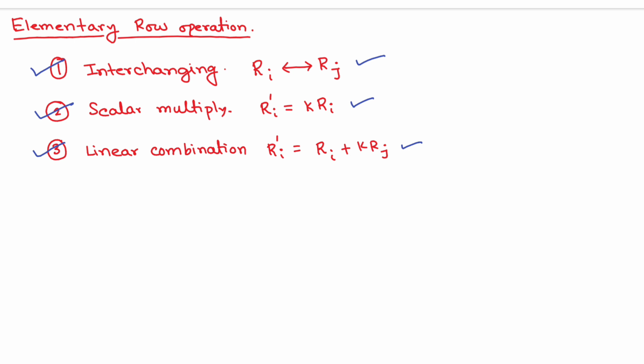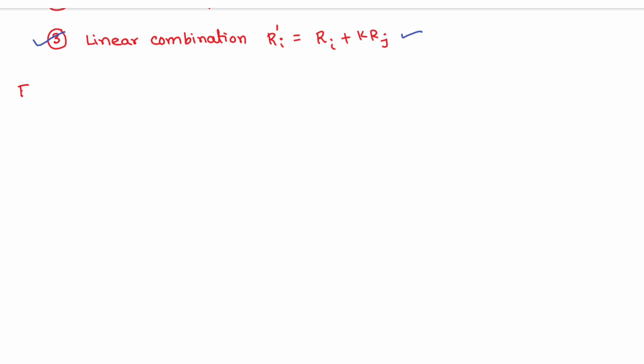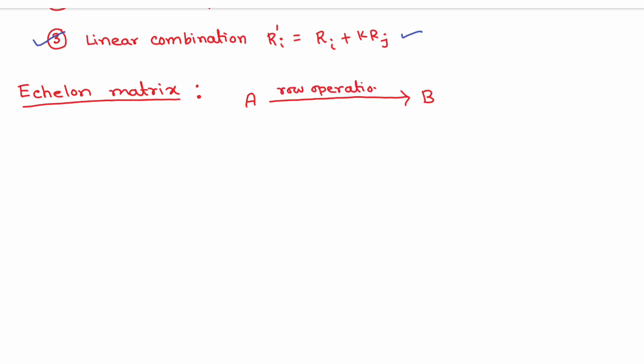Okay, now your topic is row equivalent or echelon matrix. So let's understand what is an echelon matrix. Now, suppose we are given a matrix A. Okay, we are given a matrix A and we have to convert this matrix to B using row operations. Using row operations, we have to convert the matrix A to the matrix B, and this matrix will be called a row echelon matrix.